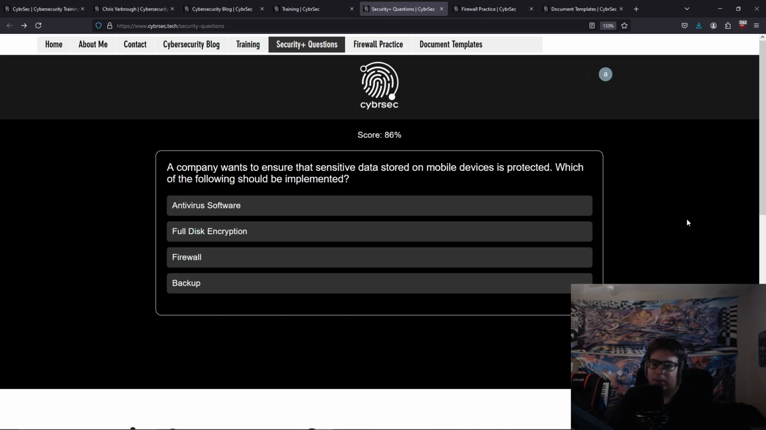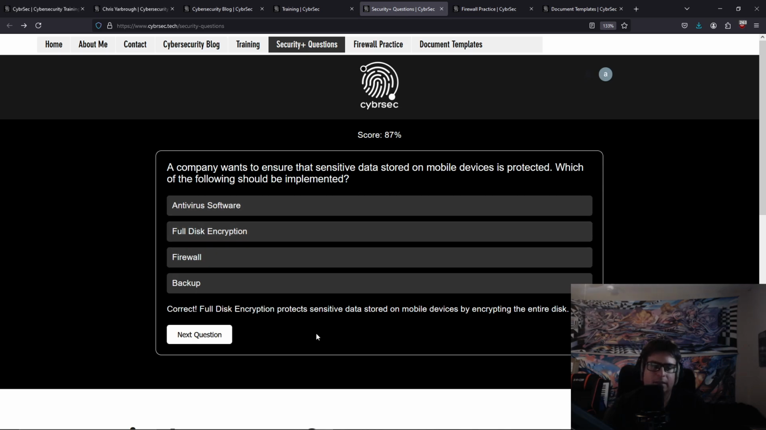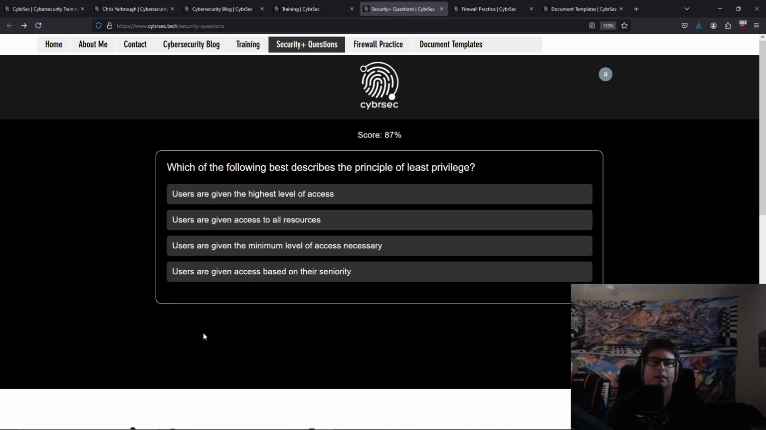A company wants to ensure that sensitive data stored on mobile devices is protected. Which of the following should be implemented? Sensitive data stored on mobile devices is protected. So that's going to be encrypted, right? Yes. You want full disk encryption because it protects sensitive data stored on mobile devices by encrypting the entire disk.